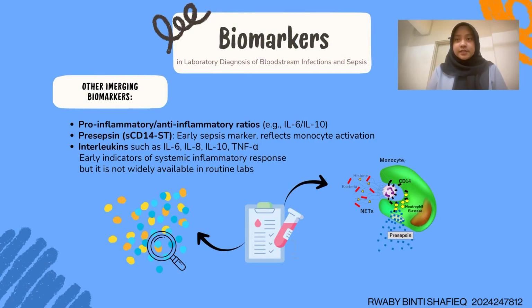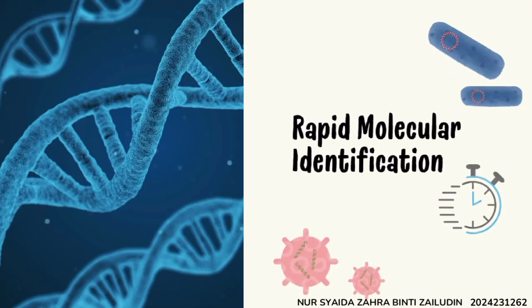Lastly, we also have some newer biomarkers being explored, like the IL-6 to IL-10 ratio, presepsin for early sepsis, and interleukins such as IL-6, IL-8, IL-10, and TNF-alpha. They can show inflammation early, but they're still not commonly available in routine labs.